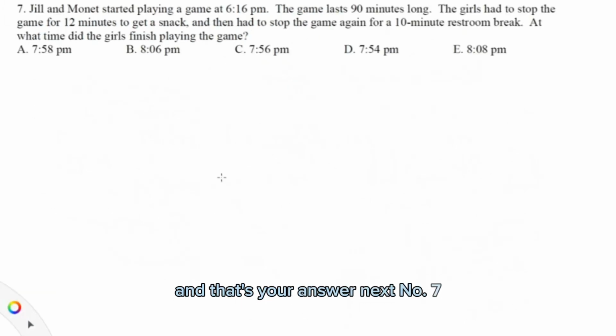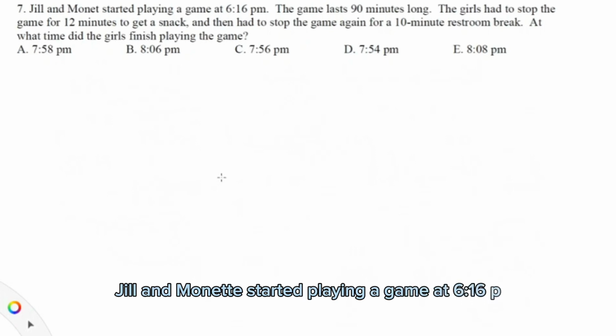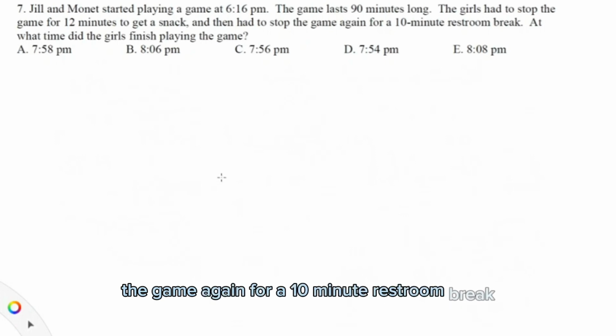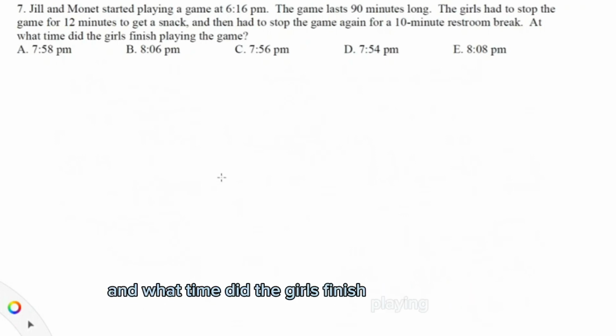Next, number 7. Jill and Monette started playing a game at 6:16 p.m. The game lasts 90 minutes long. The girls had to stop the game for 12 minutes to get a snack, and then had to stop the game again for a 10-minute restroom break. At what time did the girls finish playing the game?